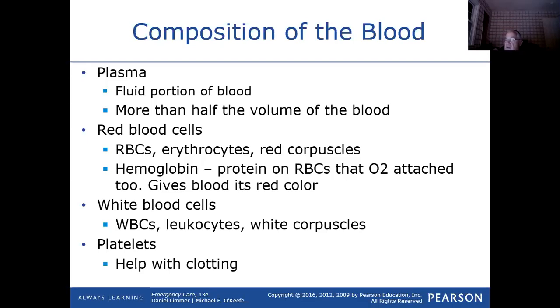And there's a part of the red blood cell called hemoglobin. Hemoglobin is a protein to which oxygen can attach. So you could have all the red blood cells in the world, but if you do not have enough hemoglobin, you can't transport oxygen, because the only part of the red blood cell that oxygen will allow itself to be picked up by and transported is hemoglobin.